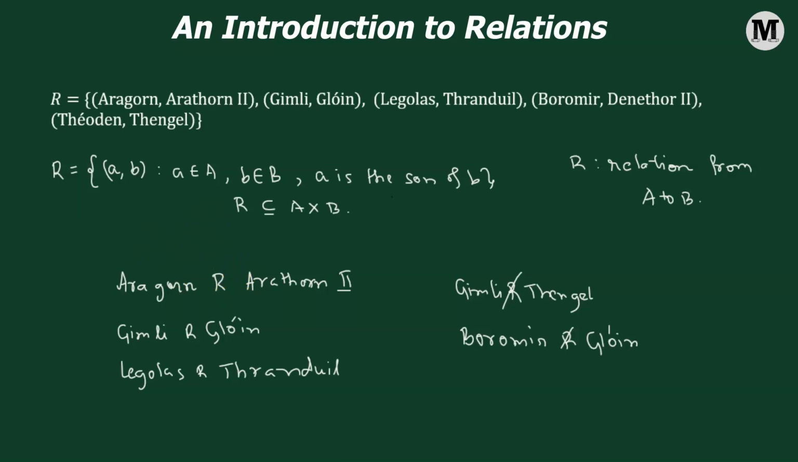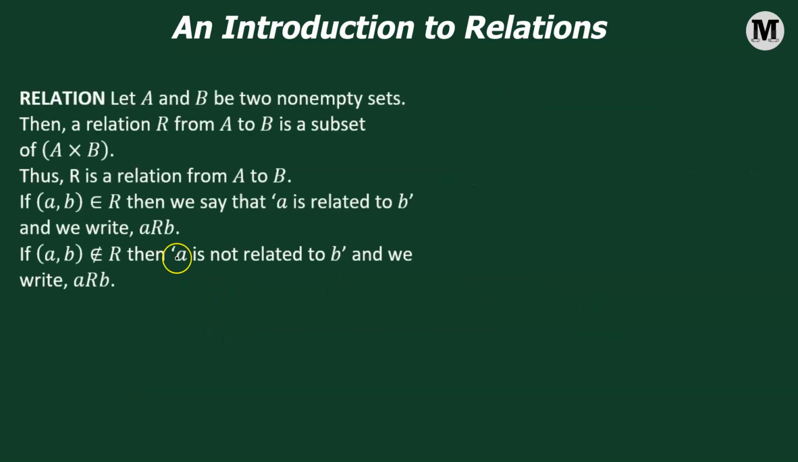So let's go to the formal definition of a relation. Let's say we have two sets A and B, and these are two non-empty sets. Then a relation R going from A to B is such that it is a subset of the Cartesian product of the sets A and B. That means R is a relation from A to B. If the ordered pair (A, B) belongs to the set R, where R is a relation, then we say that A is related to B, and we simply write it as ARB.